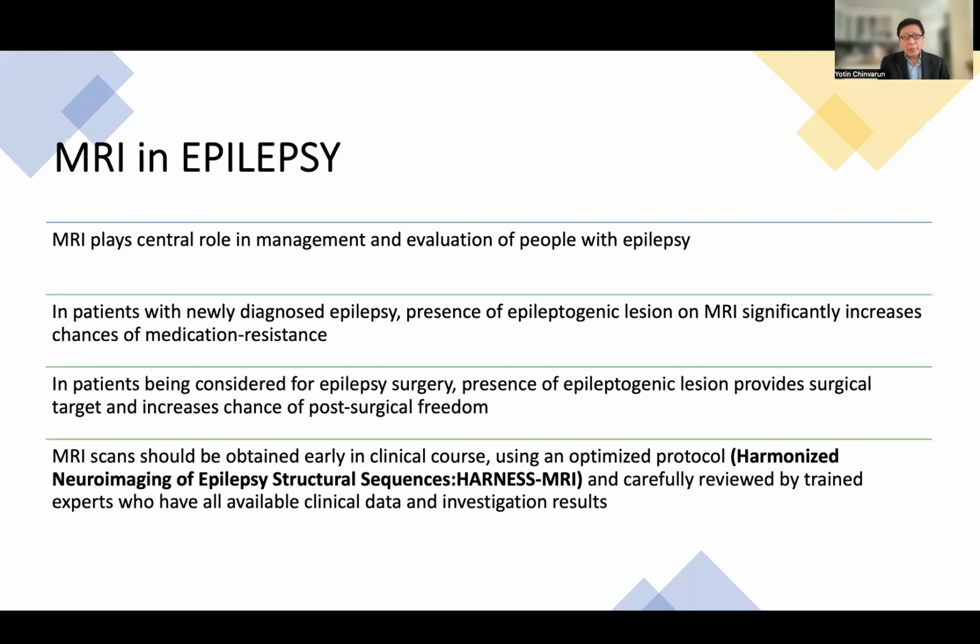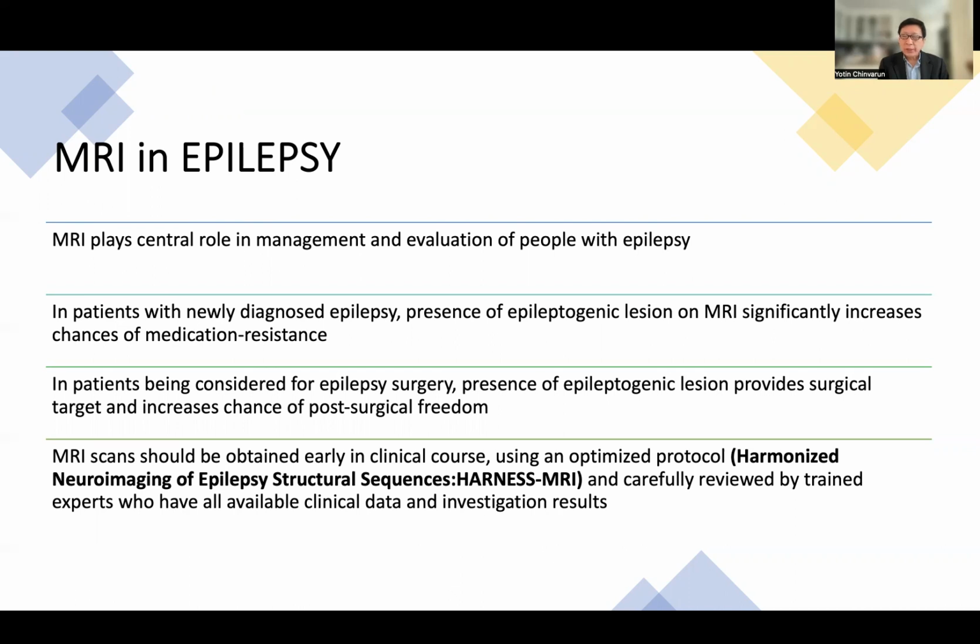My talk is on modern imaging for epilepsy, a practical guide. MRI scan plays a central role in the management and evaluation of people with epilepsy. In patients with newly diagnosed epilepsy, the presence of an epileptic lesion on MRI scan significantly increases the chance of medication resistance. In patients being considered for epilepsy surgery, the presence of an epileptogenic lesion provides the surgical target and increases the chance of post-surgical freedom.